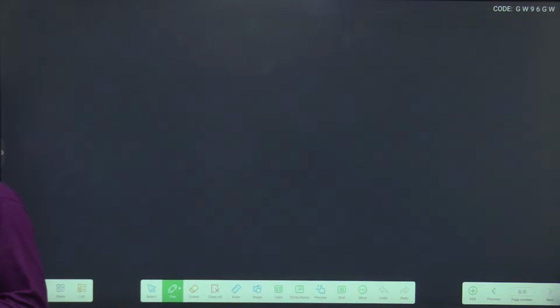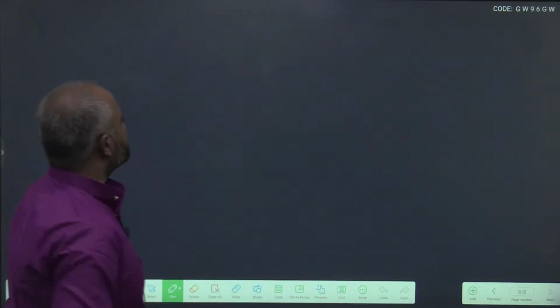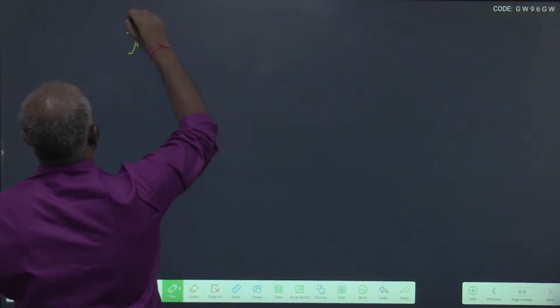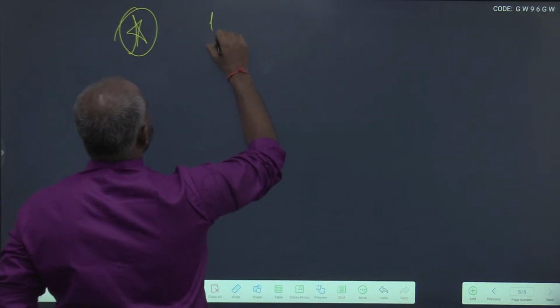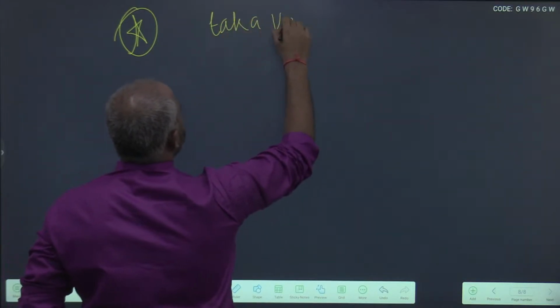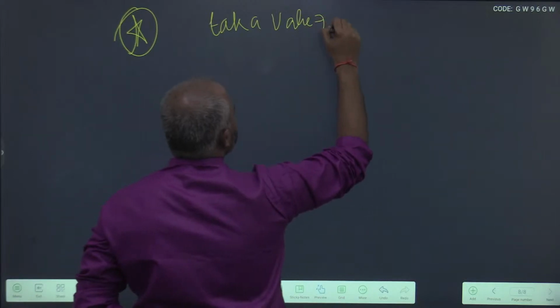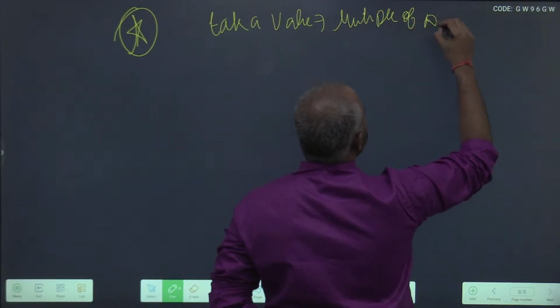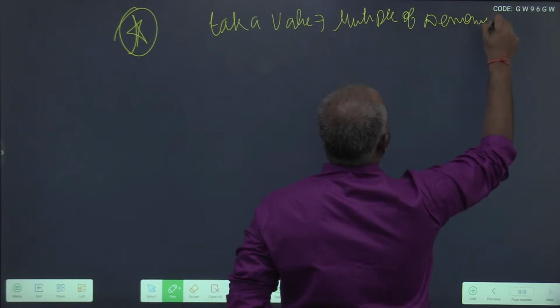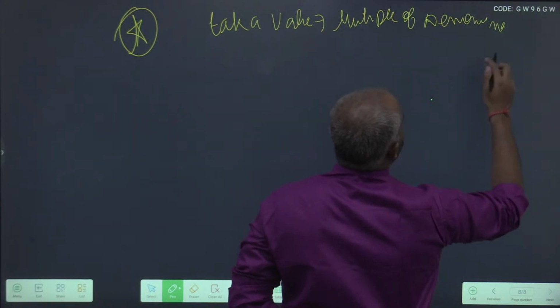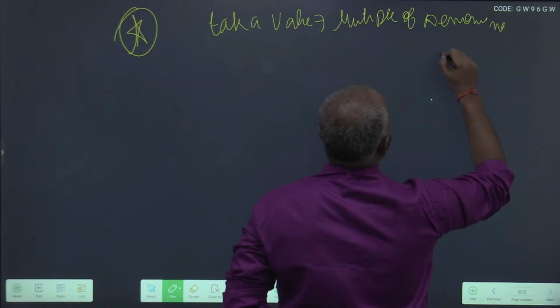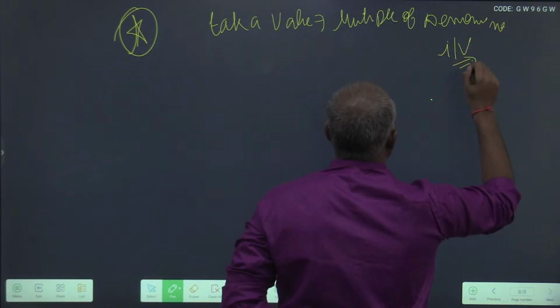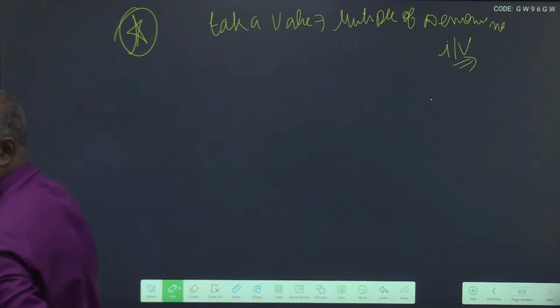You can take any random assumption, but it is always advisable, take this observation, it is always advisable to take an initial value which is a multiple of the denominators involved. Okay, simply see this.